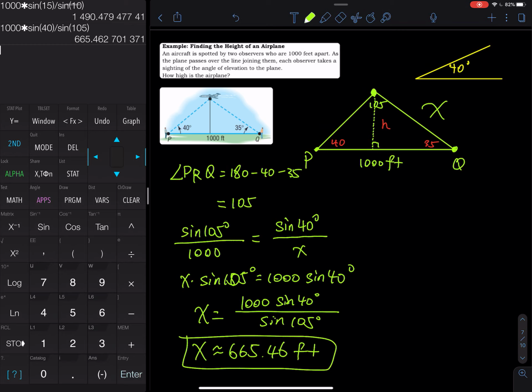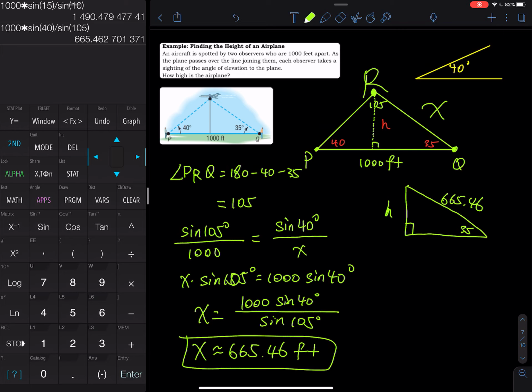I just got my x, but that is not what I am looking for. I am looking for the height of the aircraft. I don't have point R, so now let's cut this into two triangles. I'm going to draw a right triangle right here. This is my height, and this is a right angle. This is 35 degrees, and this is 665.46. I don't know the base. Again, you cannot assume that the aircraft is right between those two people. They didn't say it, so you cannot assume that it's true.